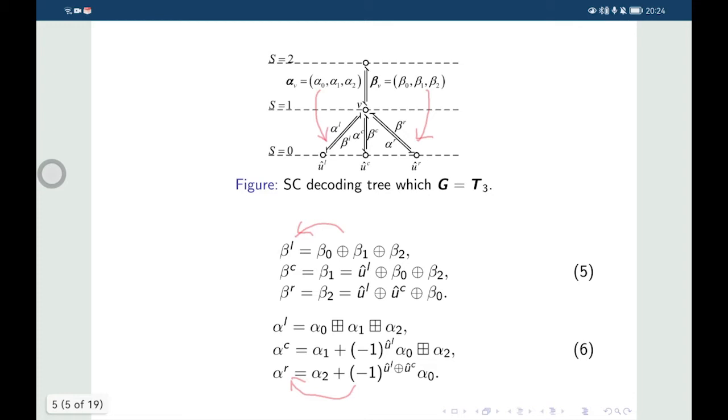First, we focus on the simplification of SC mode. This figure is the SC decoding tree of a T3 kernel. Formula 5 and 6 give the relation between the output candidate bit and the received likelihood value alpha. They give the relationship between stage 2 and stage 1, from the top of the decoding tree to the leaf node and back again.